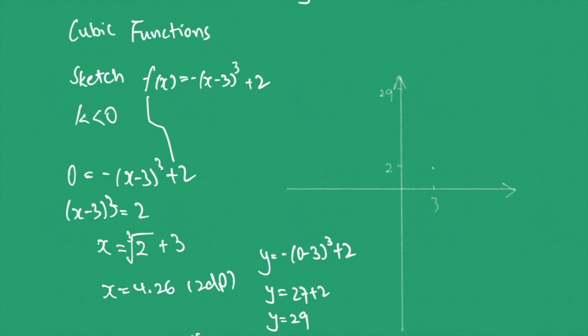And in reality it will be way higher, but since the graph is not to scale, we just put it here to make it clear. And the x-intercept is 4.26, so we put it here approximately. Yeah, and now we can draw our graph. And it looks like this.